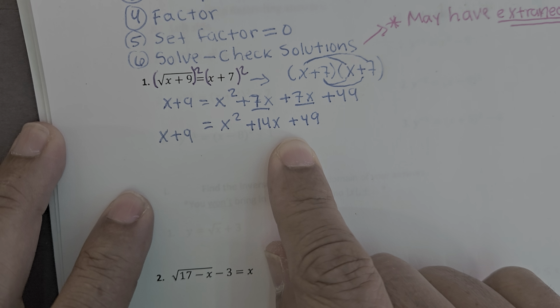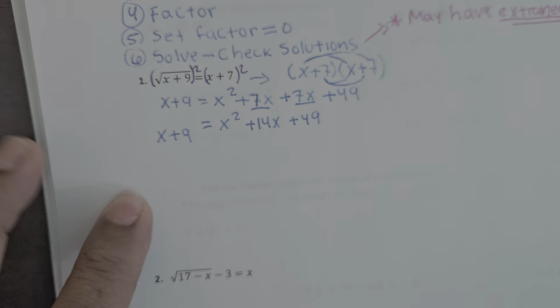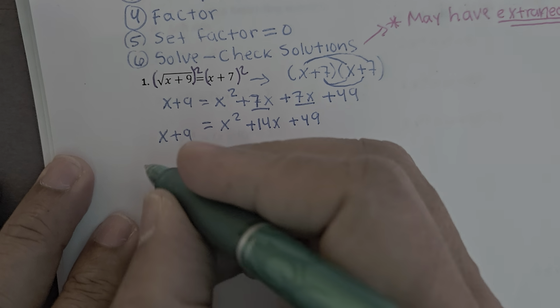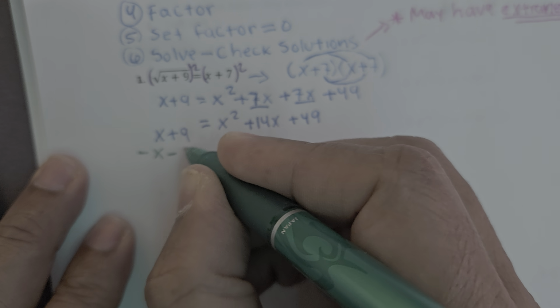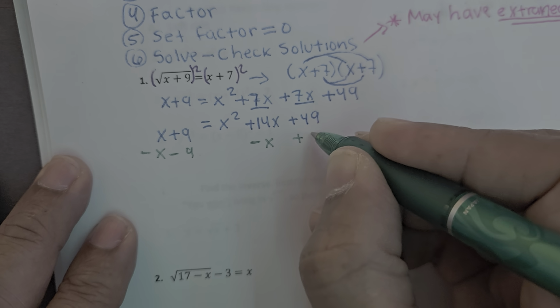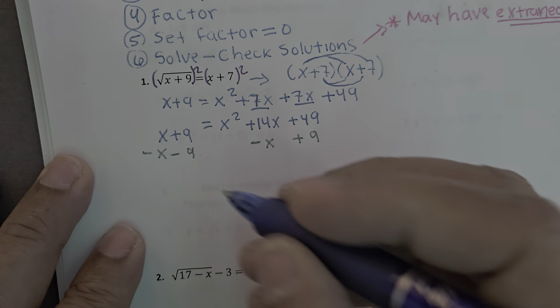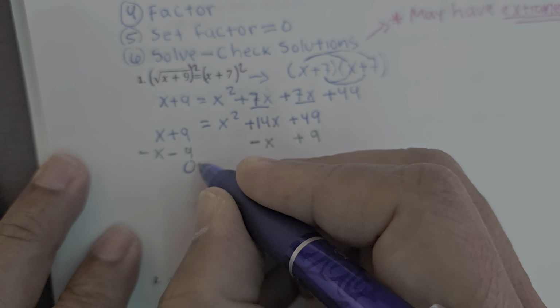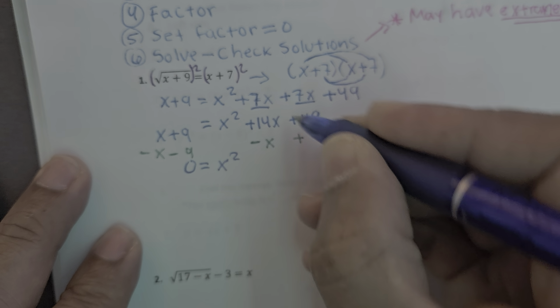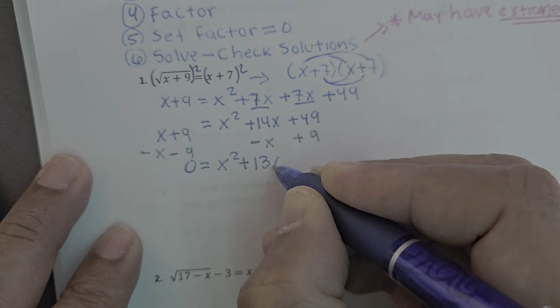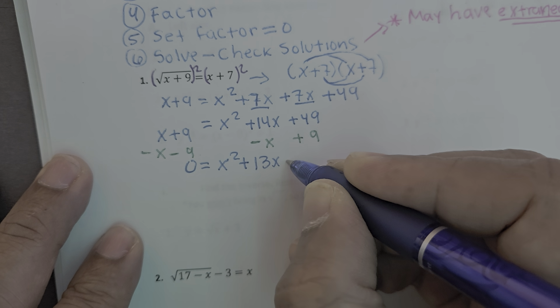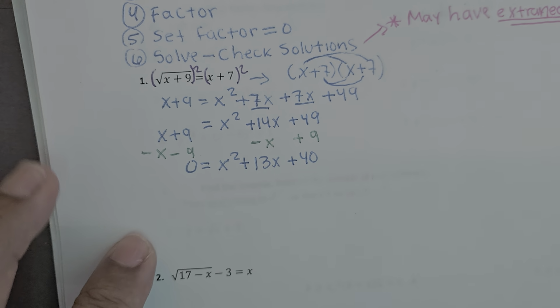Okay, so we are done with simplifying. Next, we're going to set the quadratic equal to 0. So notice we need to move this x to this side. So subtract x and subtract the 9. So we set this equal to 0. So then this becomes 0 equals x squared, 14x minus 1x, 13x, and 49 minus 9, that's equal to 40.